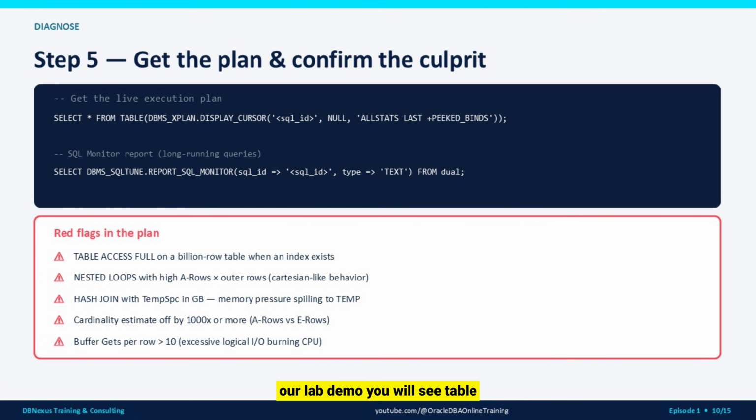That is CPU burned, reading the same buffer cache blocks over and over. In our lab demo, you will see table access full on T_CPU with 5 million rows and an A-rows count that is the entire table. That is the smoking gun.